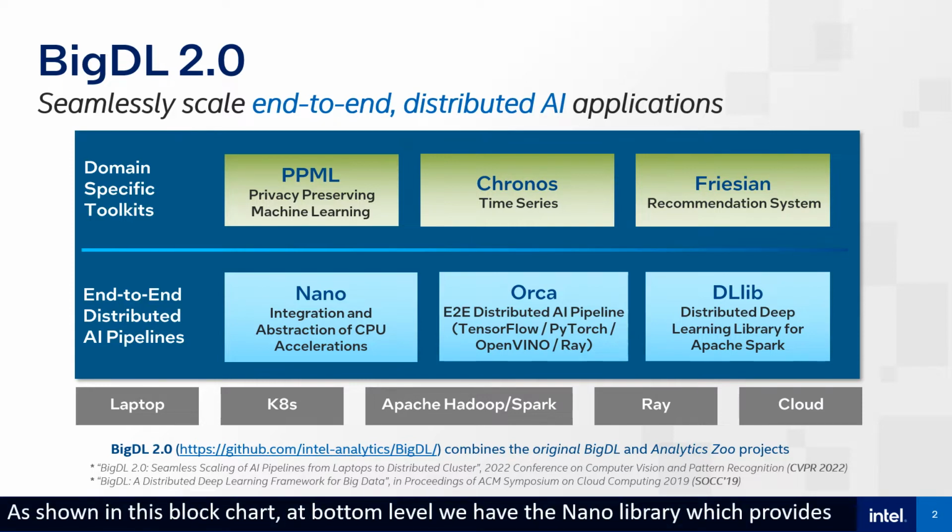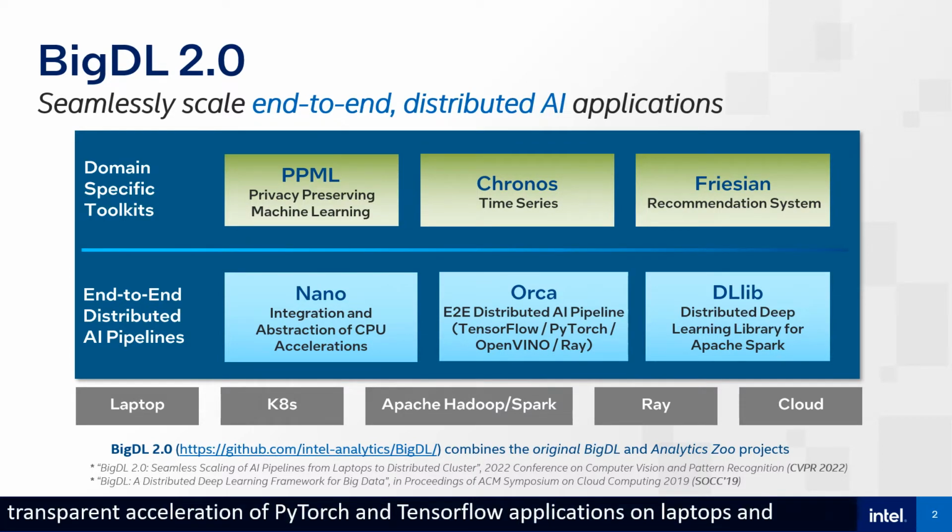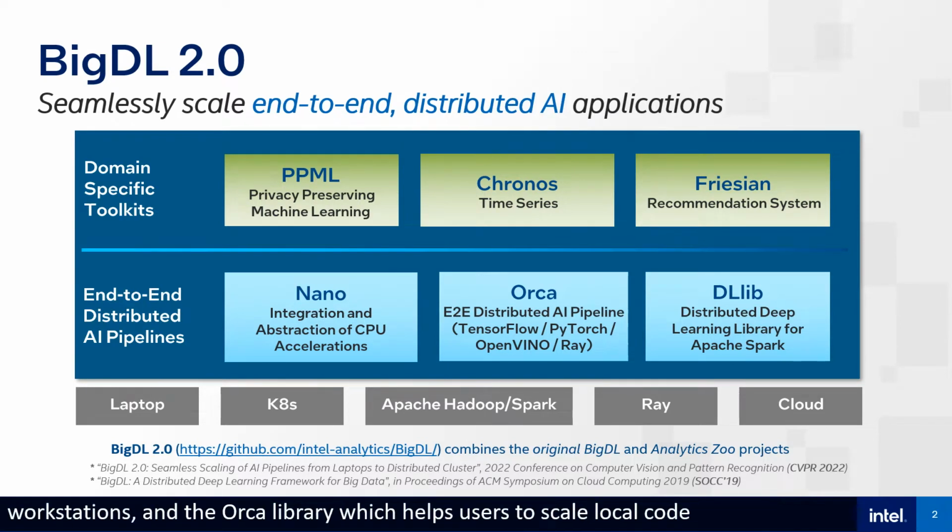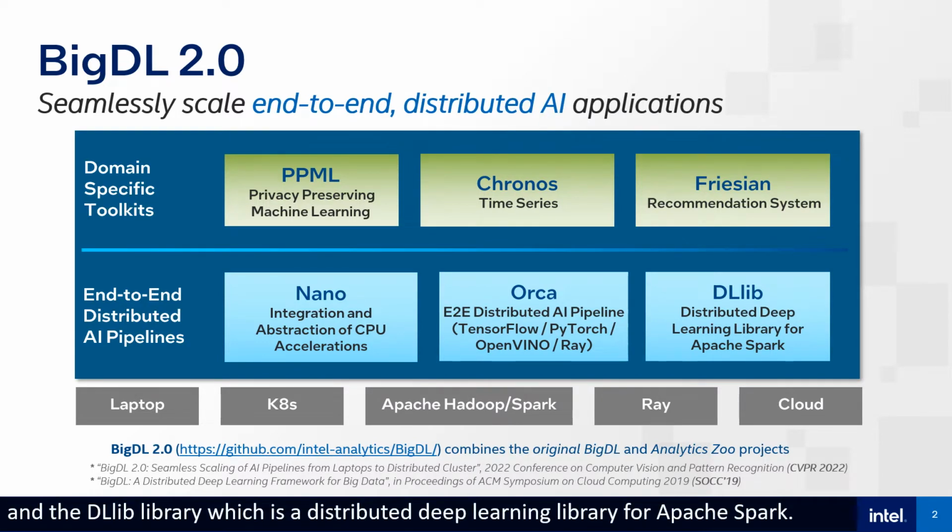As shown in this block chart, at the bottom level, we have the Nano library, which provides transparent acceleration of PyTorch and TensorFlow applications on laptops and workstations, and the Orca library, which helps users to scale local code seamlessly to a distributed cluster, and the DLlib library, which is a distributed deep learning library for Apache Spark.